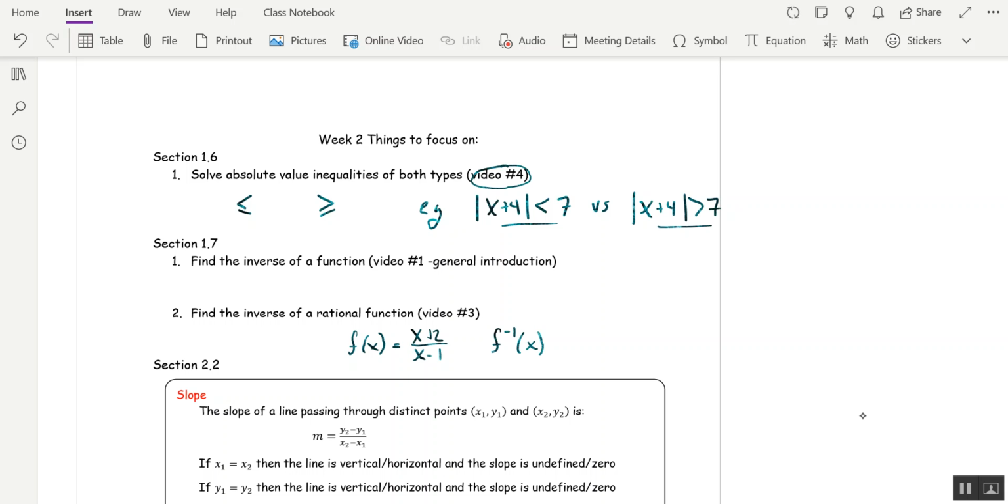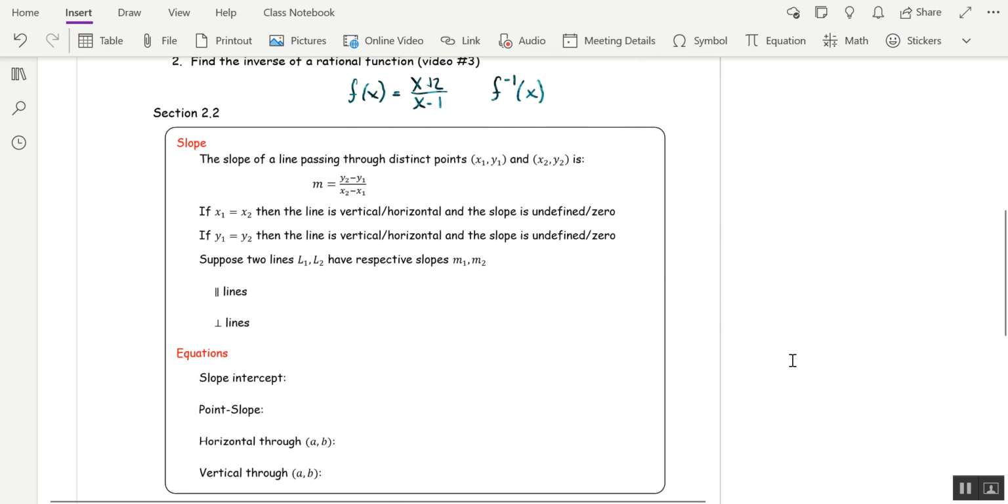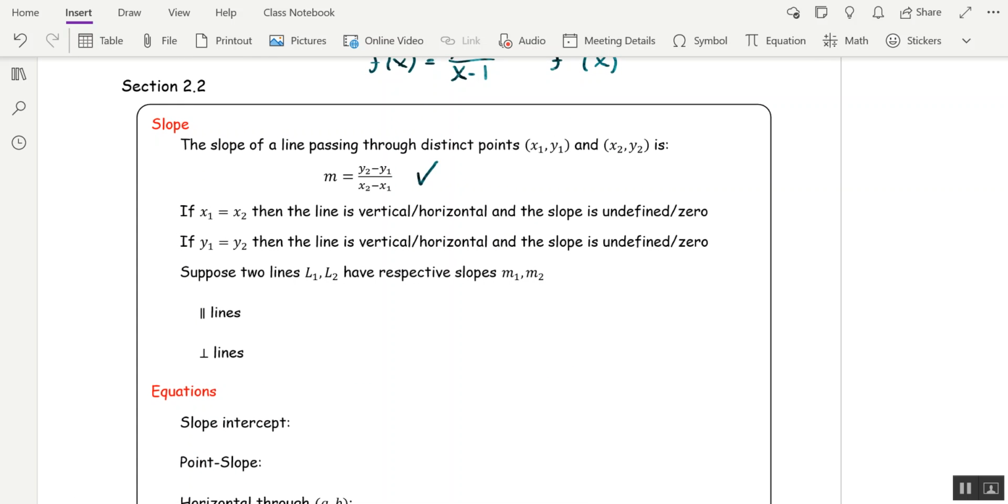Now, the big section here is section 2.2, and it's all about lines. And this is super important. So you're going to have a lot of formulas to memorize for the whole semester. If you haven't already memorized them, you learned all of these in algebra, but we're going to go over them again. 1, the slope formula. Rise over run: y2 minus y1 over x2 minus x1.